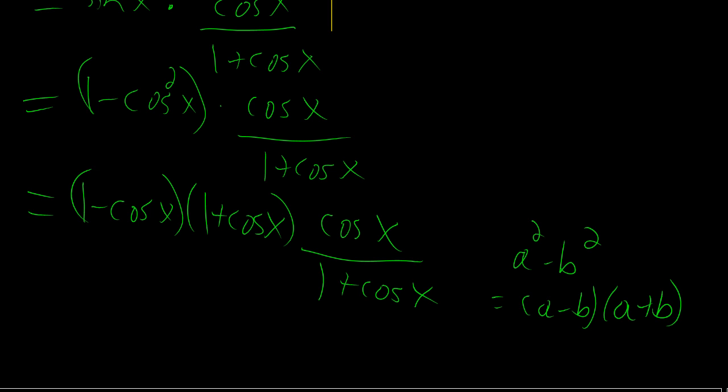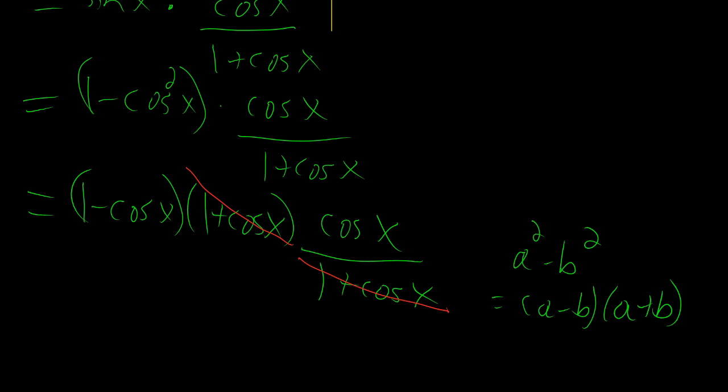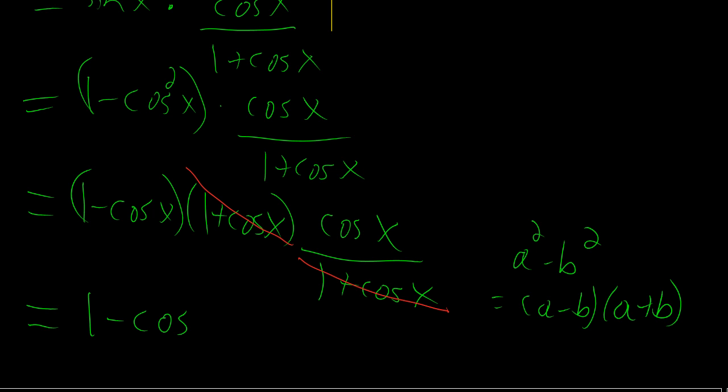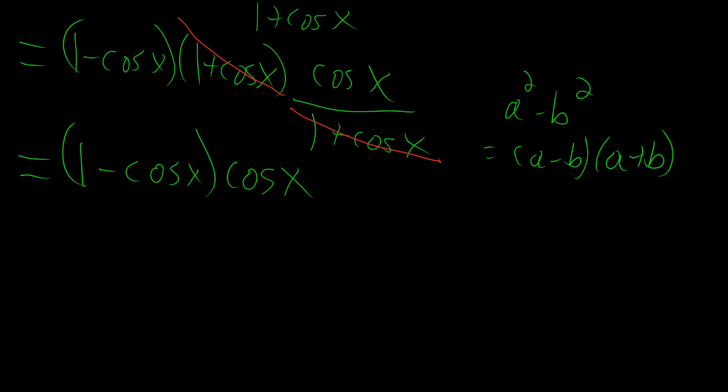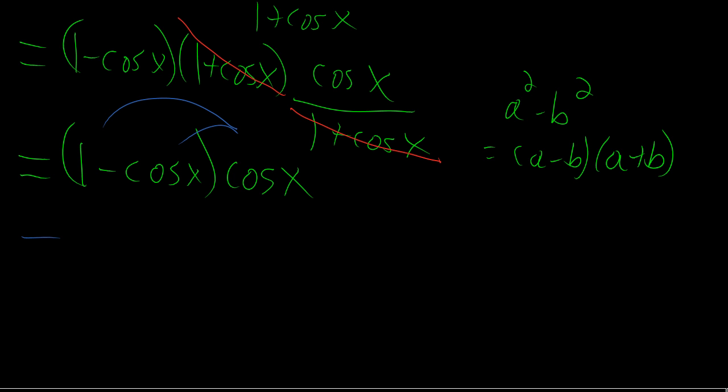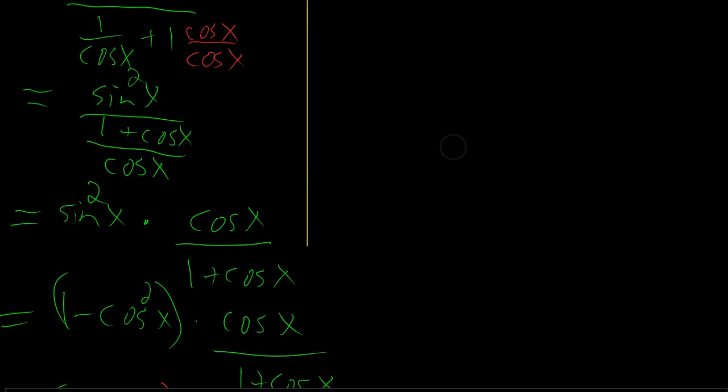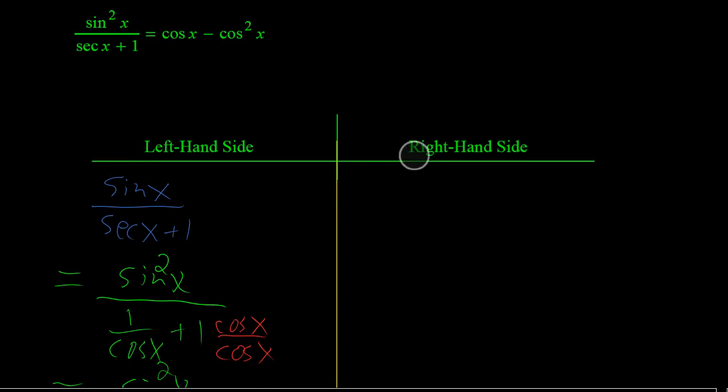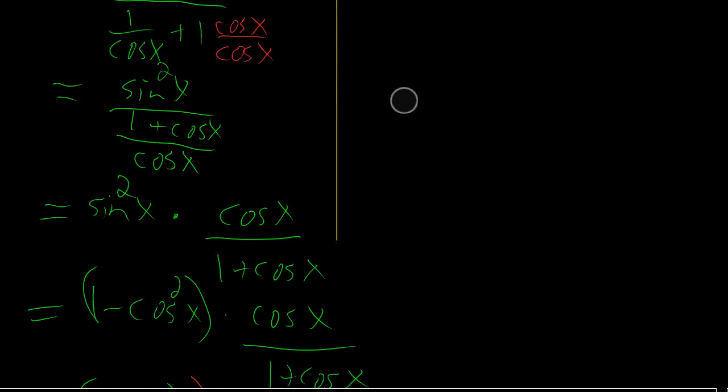1 plus cos of x will cancel out 1 plus cos of x. And so what am I left with? I'm left with 1 minus cos of x times cos of x. And this is a multiplication. I could certainly expand this. So cos of x times 1 is cos of x. And cos of x times cos of x is cos squared x. So, did my perseverance pay off in this proof? Yeah, it did, right? Cos of x minus cos squared x.